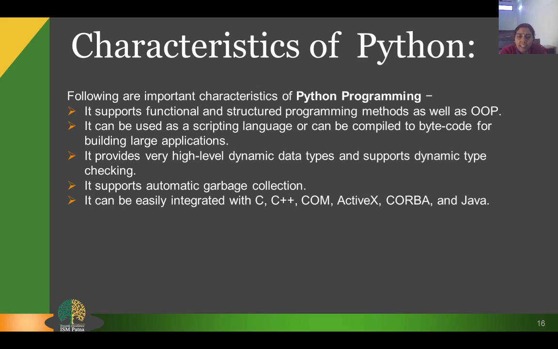It has several characteristics such as it uses interpreter, it's easy to learn, it's easy to read, it supports functional and structural programming method as well as OOPs. It can be used as a scripting language or can be compiled to write code for building large applications. It provides very high-level dynamic data types and supports dynamic type checking. It supports automatic garbage collector, which automatically collects garbage. It can be easily integrated with C, C++, ActiveX, Corba and Java. Besides this, it has several characteristics which makes it popular in this era.